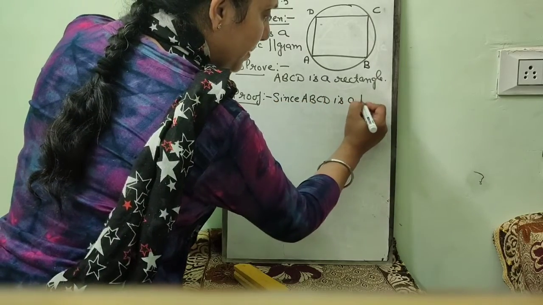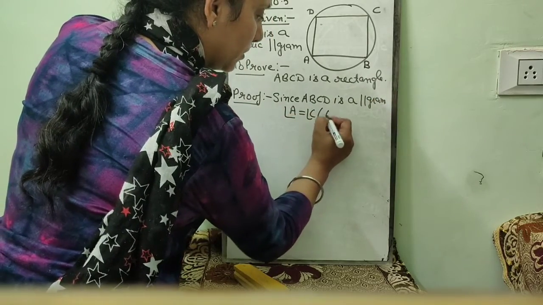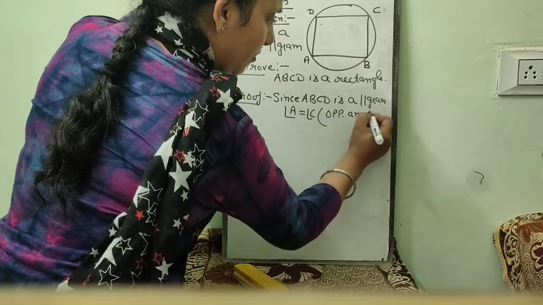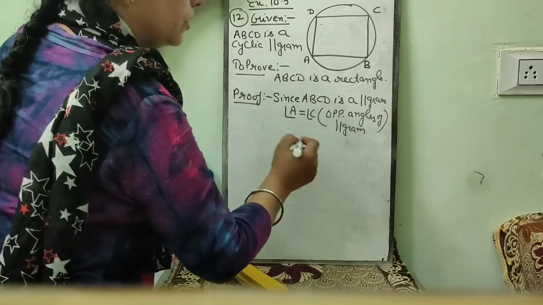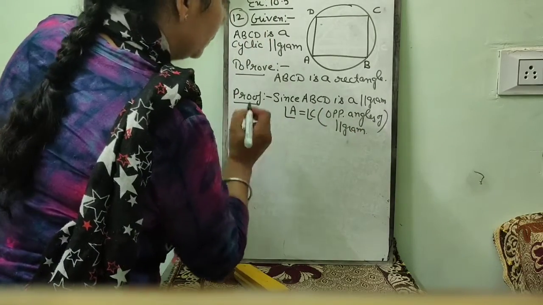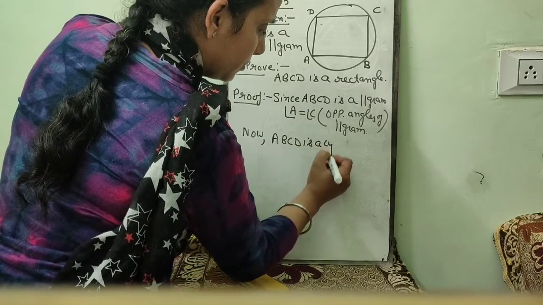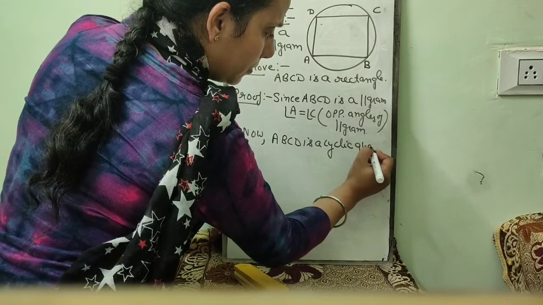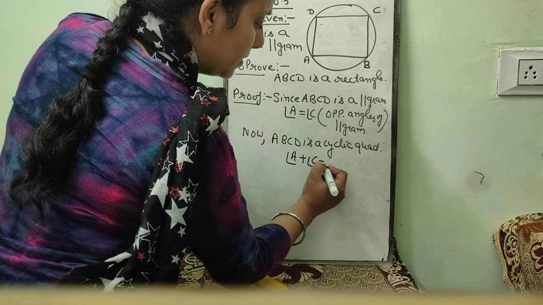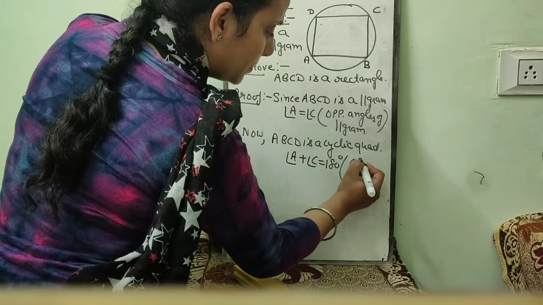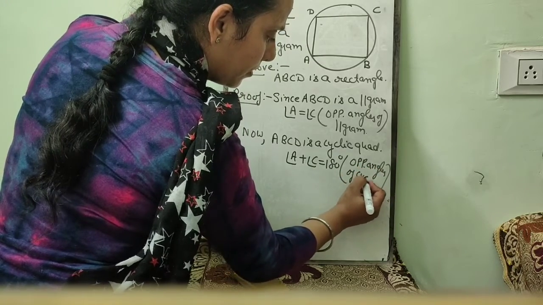Since ABCD is a parallelogram, it means opposite angles A and C are equal. Opposite angles of a parallelogram. Clear? Now, ABCD is a cyclic quadrilateral also. If this is a cyclic quadrilateral, it means A plus C is 180. Opposite angles of a cyclic quadrilateral. Clear?